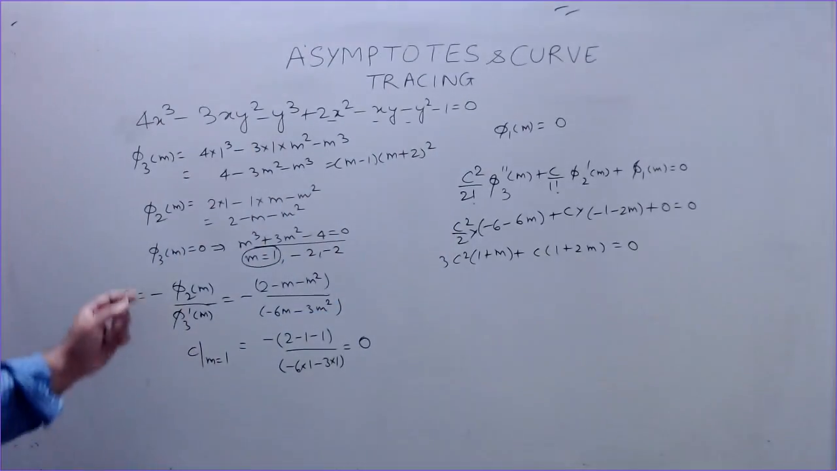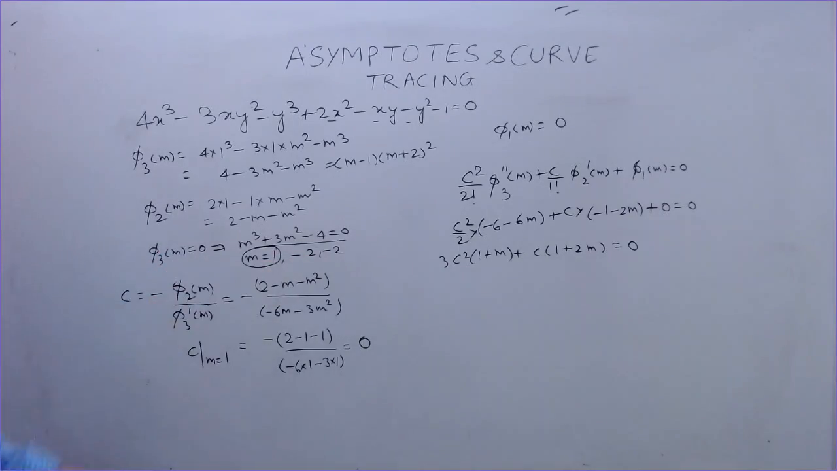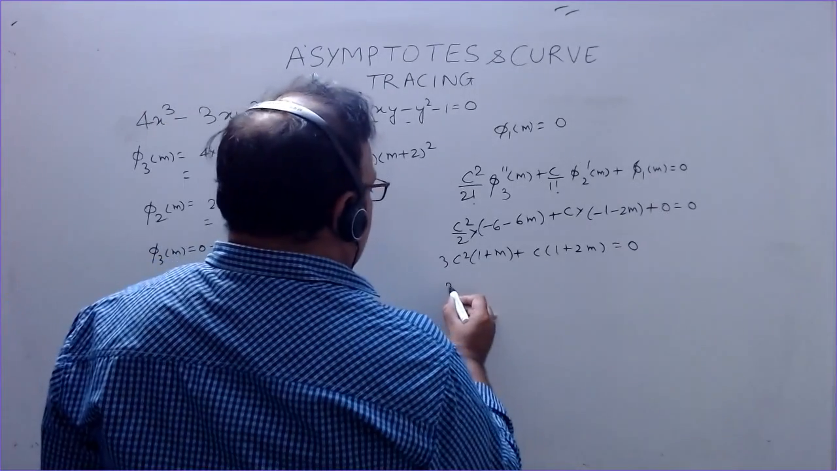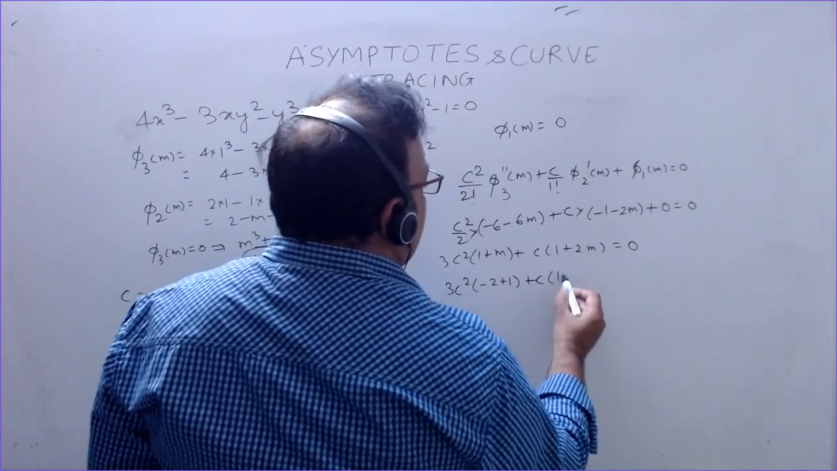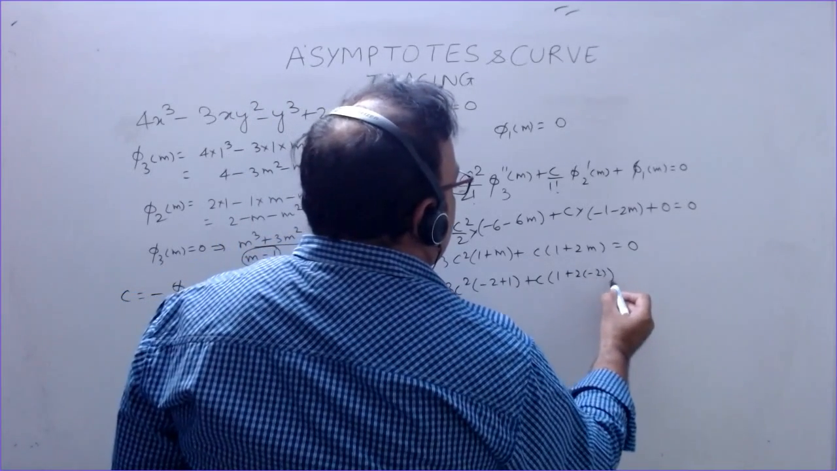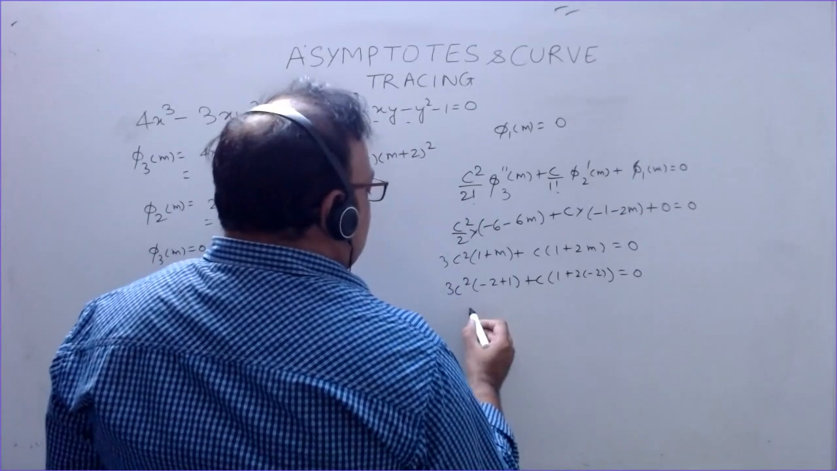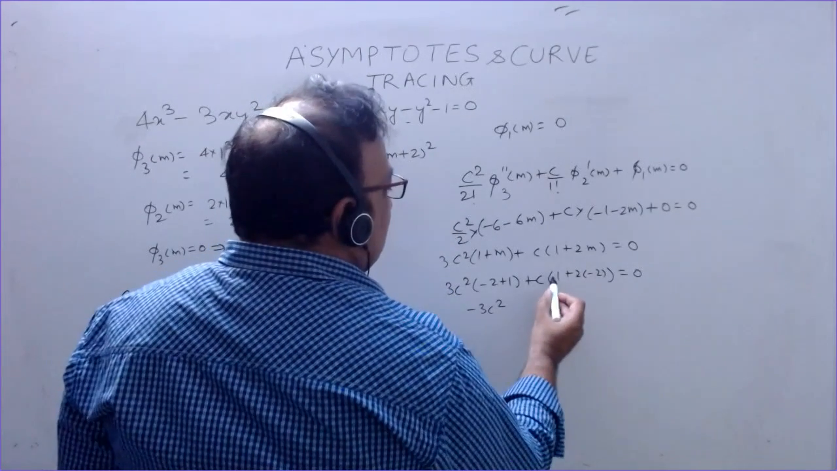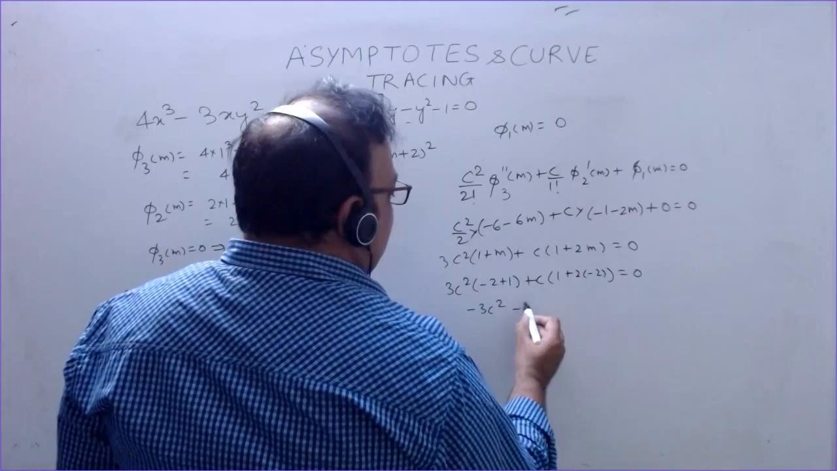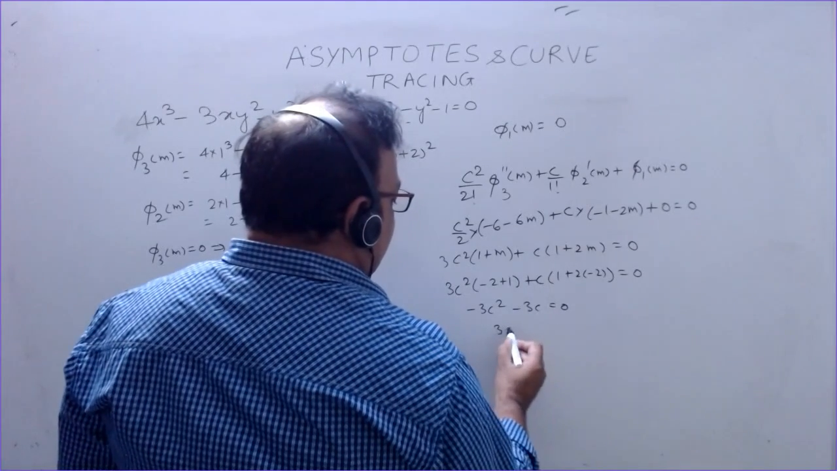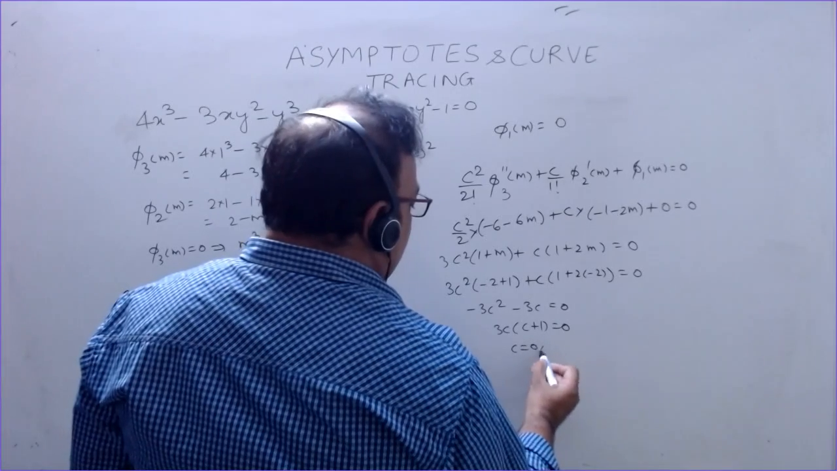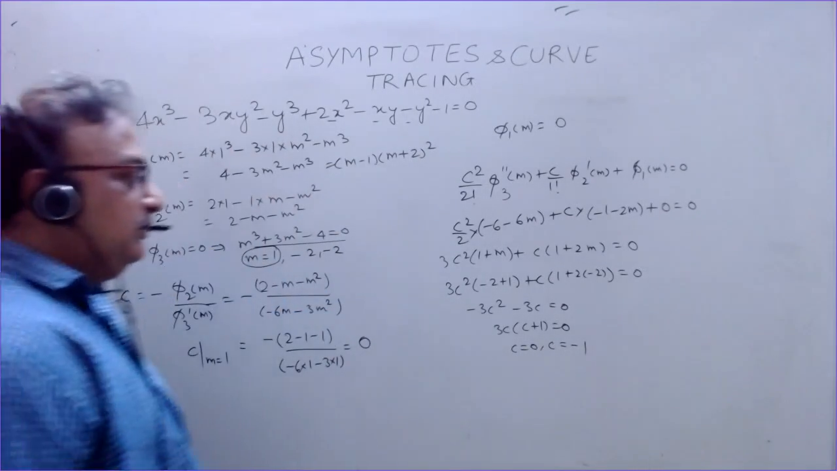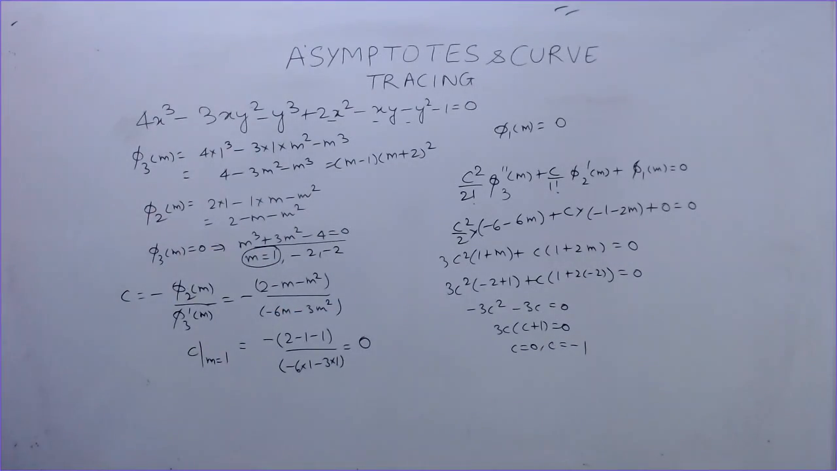Now we can put here the two values of m which are equal to each other, minus 2, minus 2. So 3c square into 1 plus 2 into minus 2 equal to 0. So minus 3c square plus 1 minus 4, minus 3c is 0. So 3c into c plus 1 is 0. So c equal to 0 and c equal to minus 1. These are two values of c.